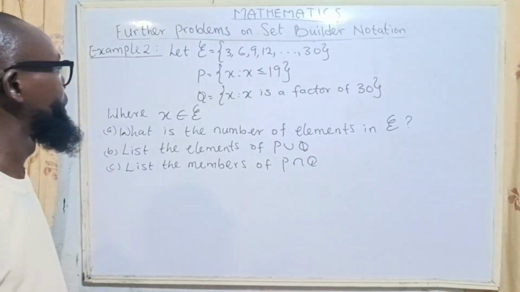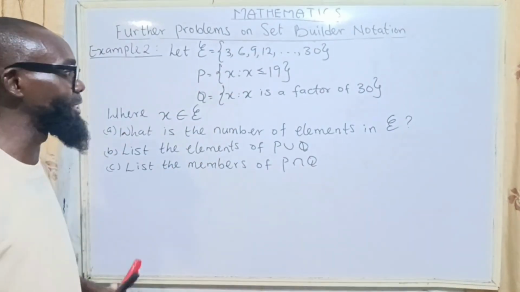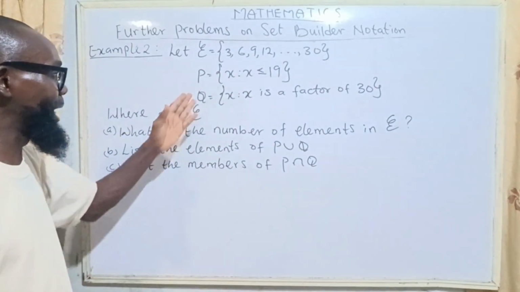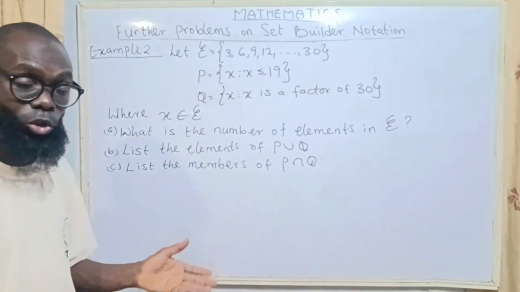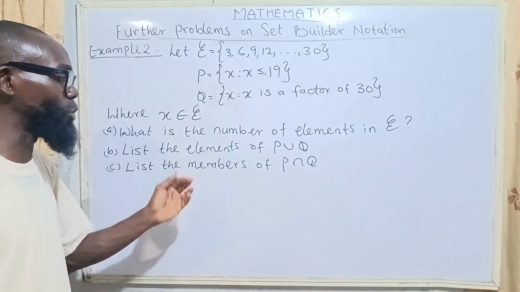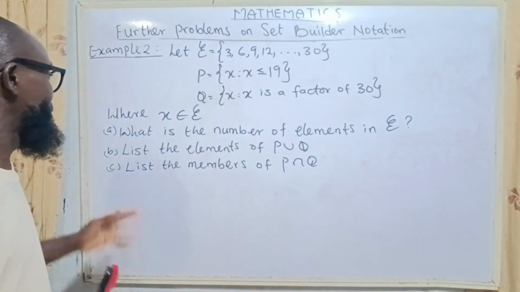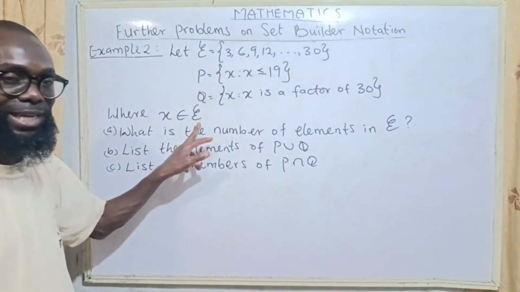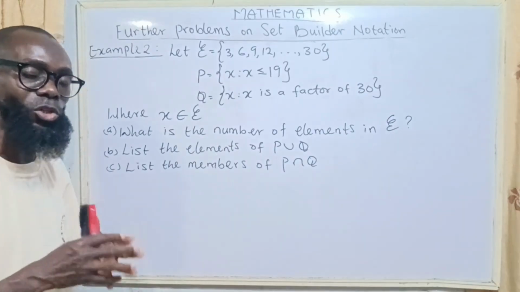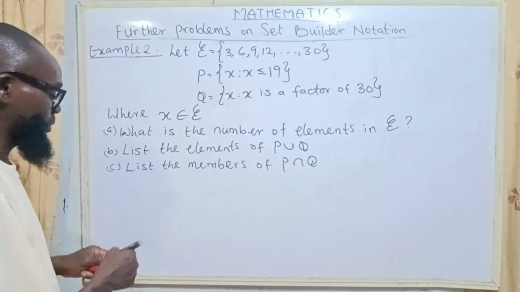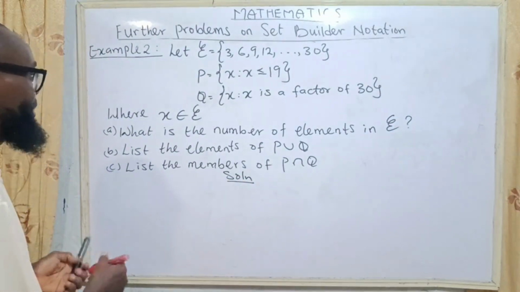Example 2. Let this be a universal set: 3, 6, 9, 12 up to 30. And set P equals x such that x is less than or equals to 19. Then Q equals x such that x is a factor of 30, where x belongs to the universal set. Question A: what is the number of elements in the universal set? Let's look at it.